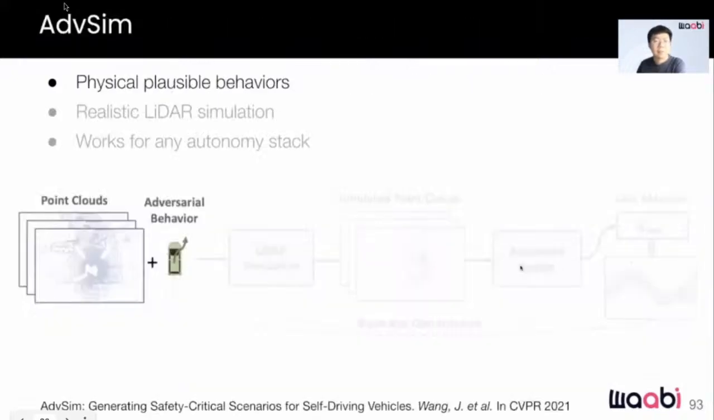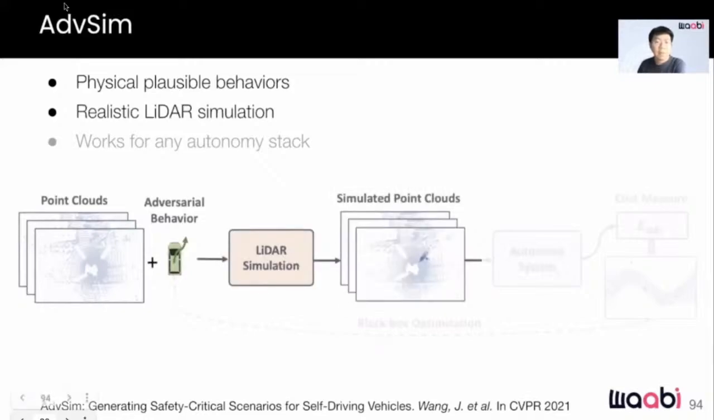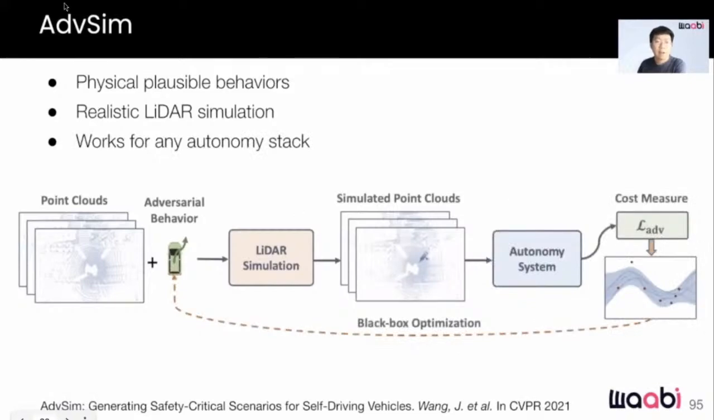We frame the generation of worst-case scenarios as a black box adversarial attack. Adversarial works as follows. Given an existing scenario and its original sensor data, we first perturb the actors' trajectories in a physically plausible manner. Next, we update the sensor data to take the actor perturbation into account. We then evaluate the autonomy system on the modified scenario, compute an adversarial objective, and update the proposed perturbation using a black box search algorithm. Adversarial works for any LiDAR-based autonomy stack.